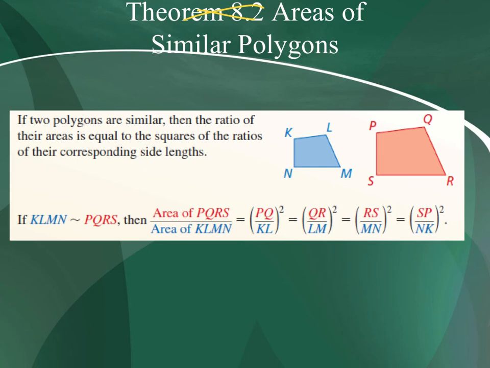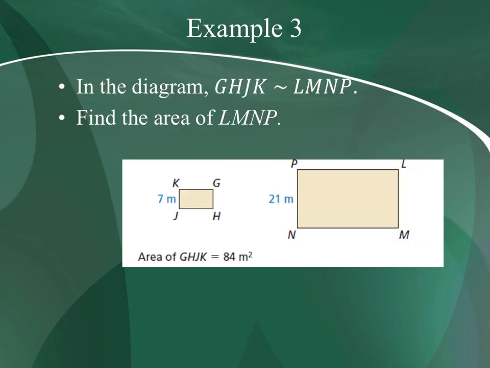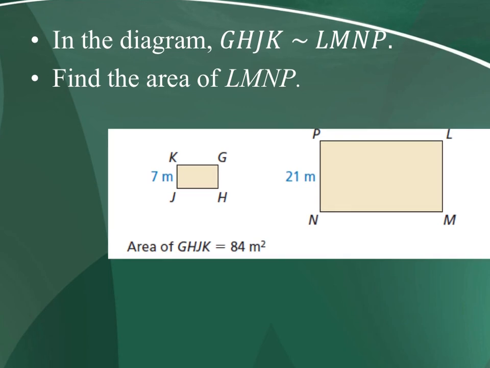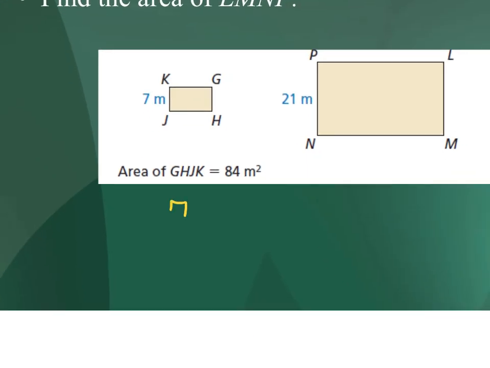Everybody good? Okay, let's do an application of this. So in my figure, they're telling me that GHJK is similar to LMNP, and it wants me to find the area of LMNP. They gave me two side lengths, and notice these are the corresponding parts, because if I look up here at my statement, KJ, last two, matches with the last two here. So I can put 7 over 21 and reduce this to 1 to 3.